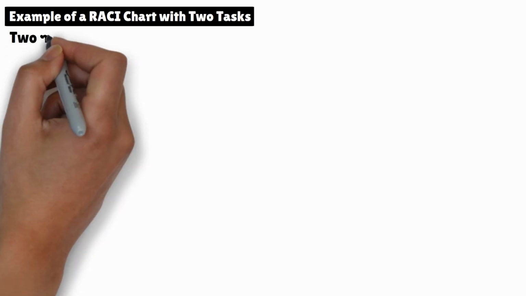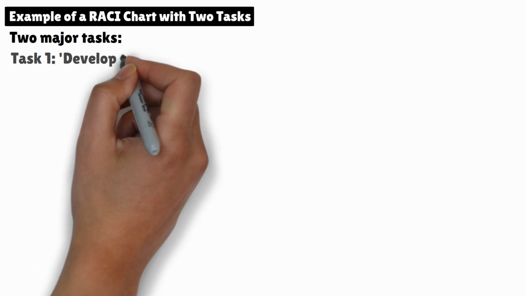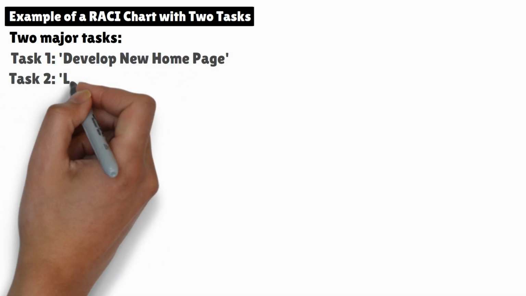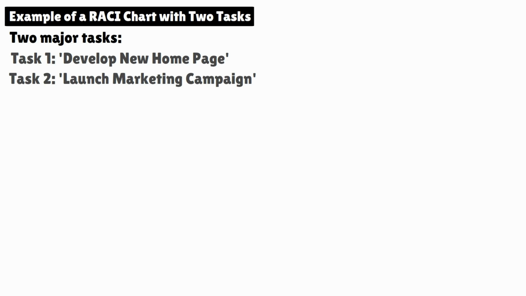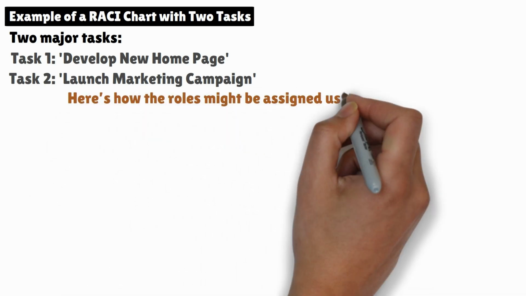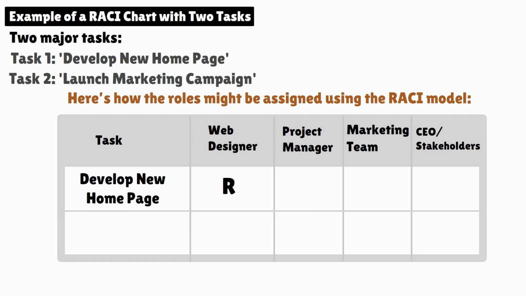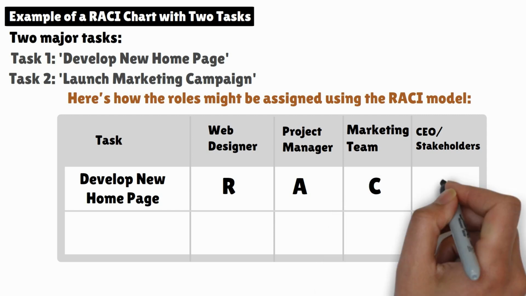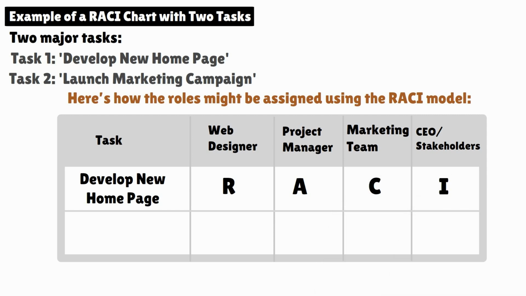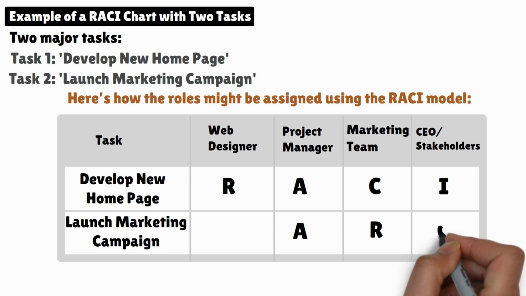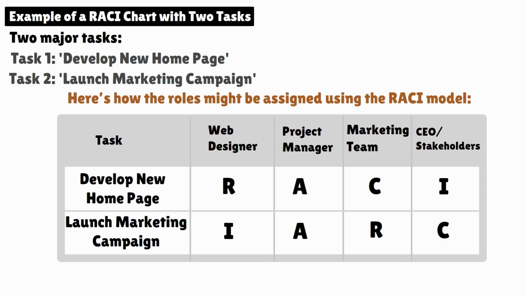Let's go through a quick example of a RACI chart. Imagine you're managing a project with 2 major tasks. Task 1. Develop new homepage. Task 2. Launch marketing campaign. Here's how the roles might be assigned using the RACI model. For develop new homepage, the web designer is responsible, the project manager is accountable, the marketing team is consulted, and the CEO stakeholders are informed. For launch marketing campaign, the marketing team is responsible, the project manager is accountable, the CEO stakeholders are consulted, and the web designer is informed.